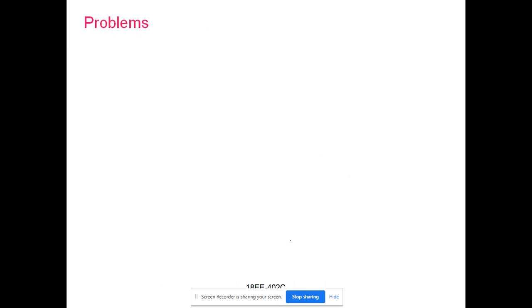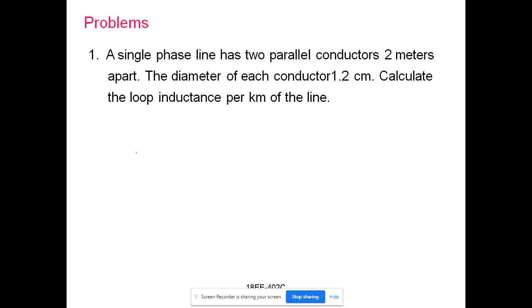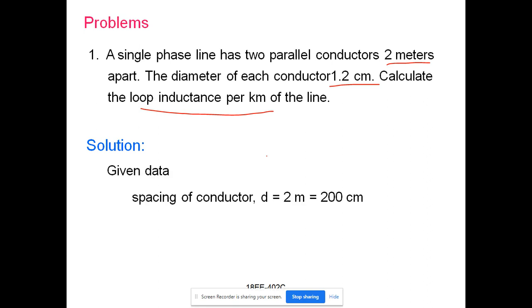Now let us solve some problems on the inductance of a transmission line. The question is: a single phase line has two parallel conductors 2 meters apart, that is capital D is 2 meters, and the diameter of each conductor is 1.2 centimeter. We have to calculate the loop inductance per kilometer. Now let us see the solution. The given data is spacing between the conductors D is 2 meters. If we convert that into centimeters, we get 200 centimeters.